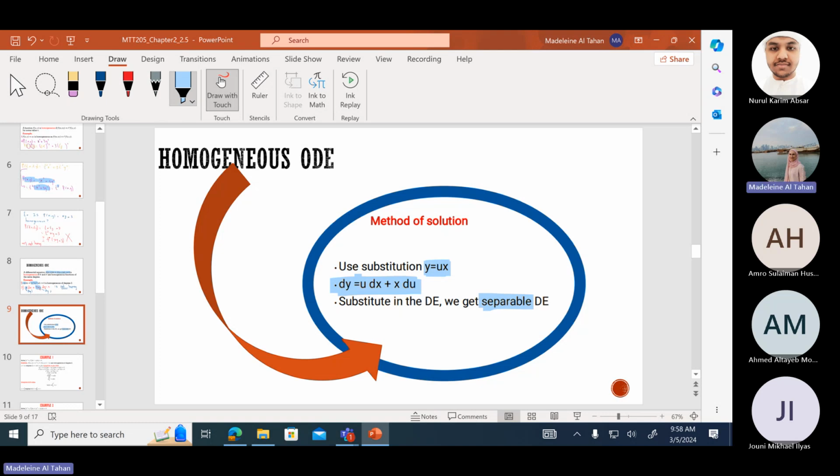What's assumed that we can use? I'm waiting for the others to finish writing. Are we done writing from the board?